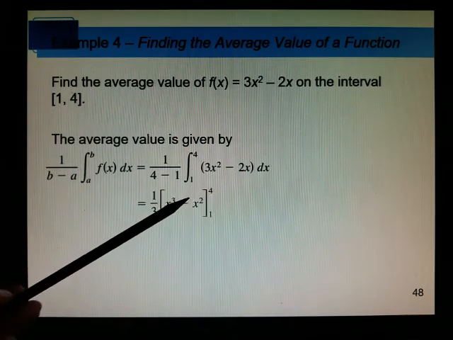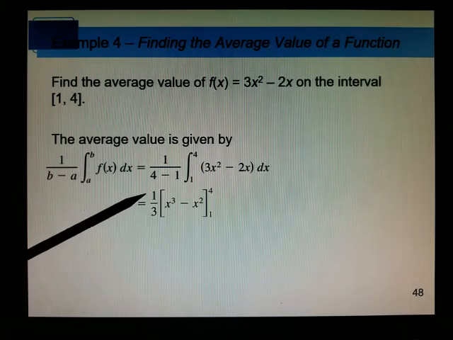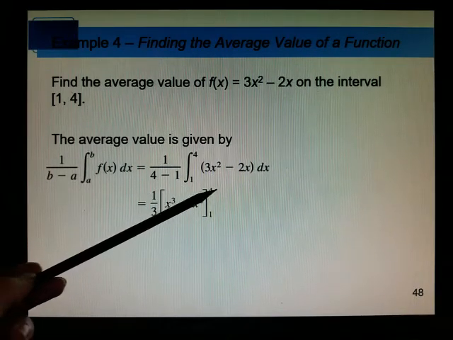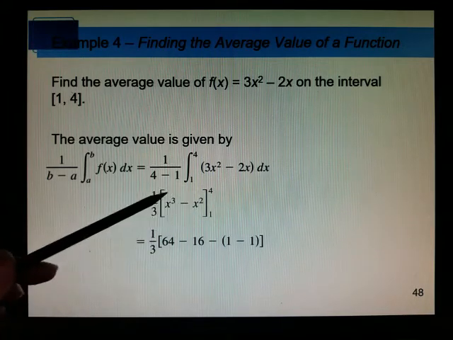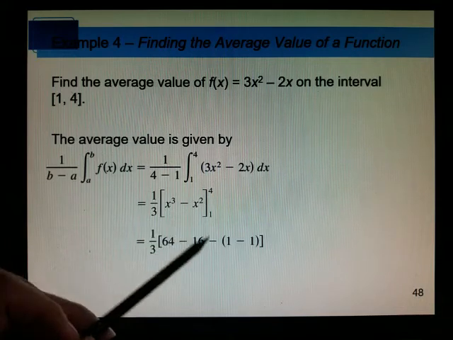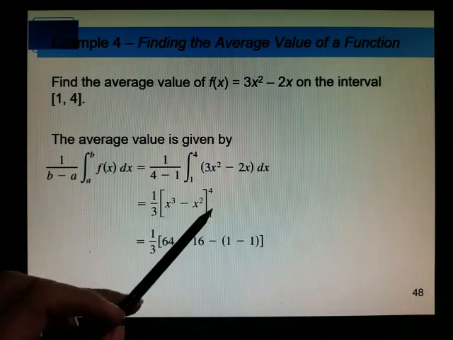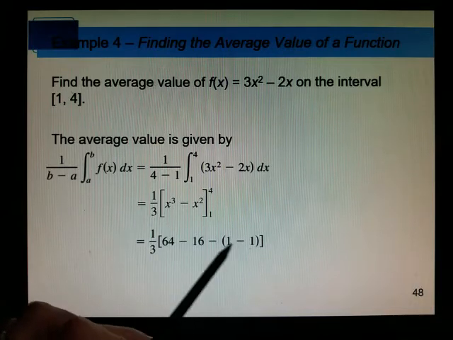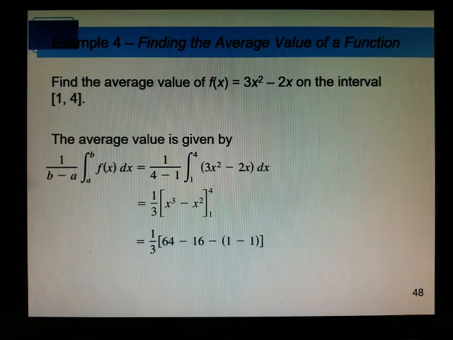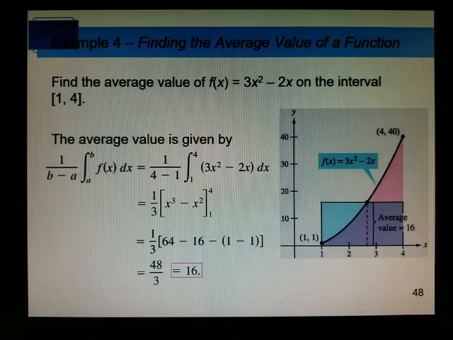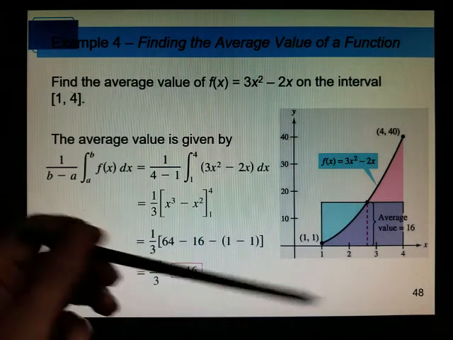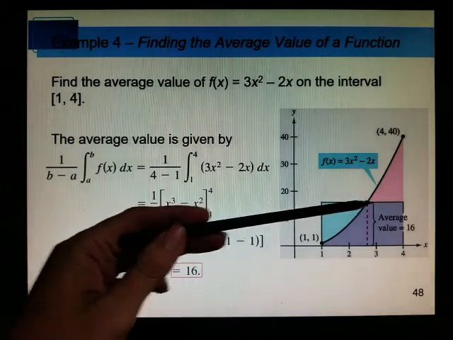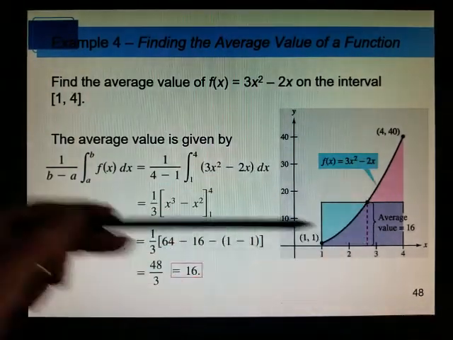Remember, add 1 to your exponents, divide by the new number. Now, I remember I needed 1/3 of whatever I get after I plug in 4 minus when I plug in 1. So plugging in 4, 4 cubed minus 16. Then minus, plug in 1, so 1 minus 1. Well, that's 0. So I need 64 minus 16 and then 1/3 of that. And that would be the average of all those y values along this curve. It also happens to give me where the rectangle would be located. The area of that rectangle equals the area under the curve as well.